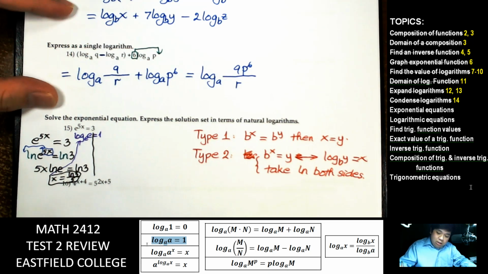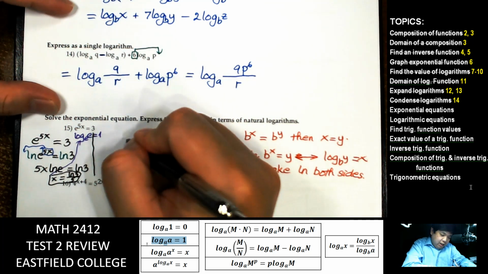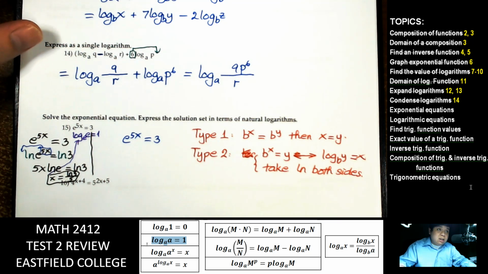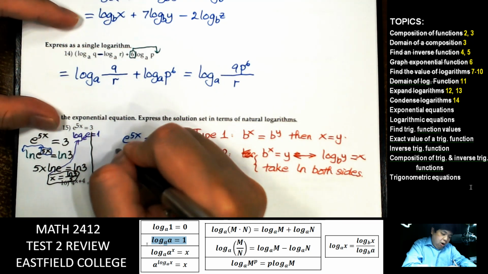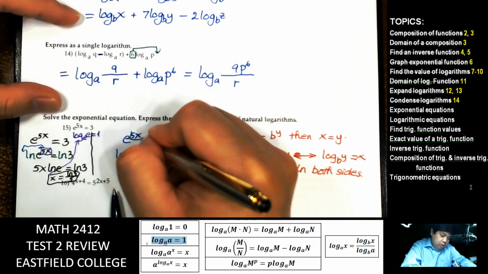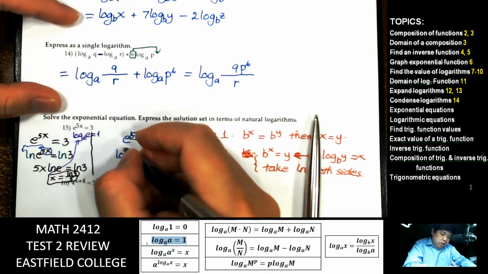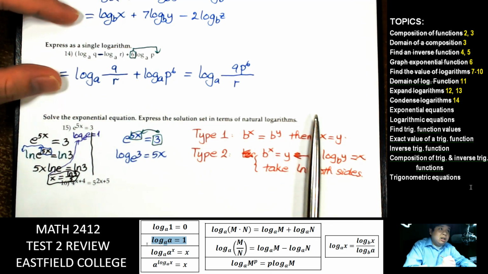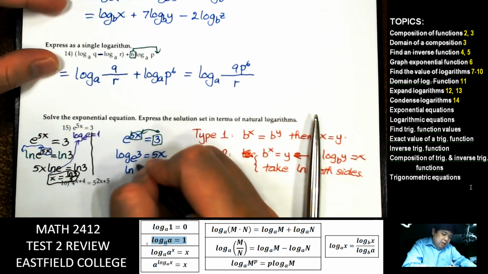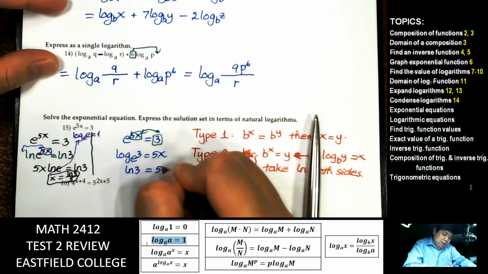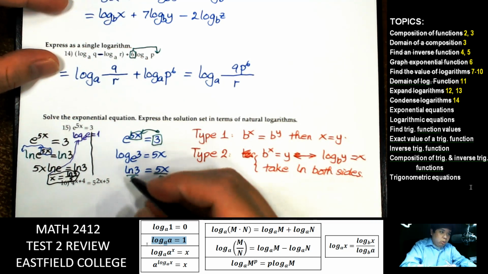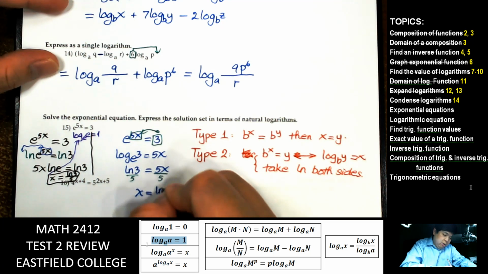We'll take ln on both sides. Another way is where we have e to the 5x equal to 3. To swap that, we're going to write log base e, and then we swap. The 3 goes here, the 5x goes there. Log base e is going to be ln. So we have x equal to ln of 3 divided by 5.